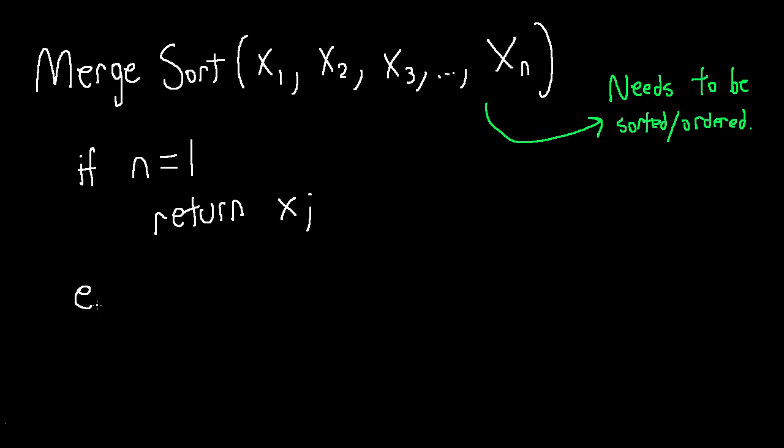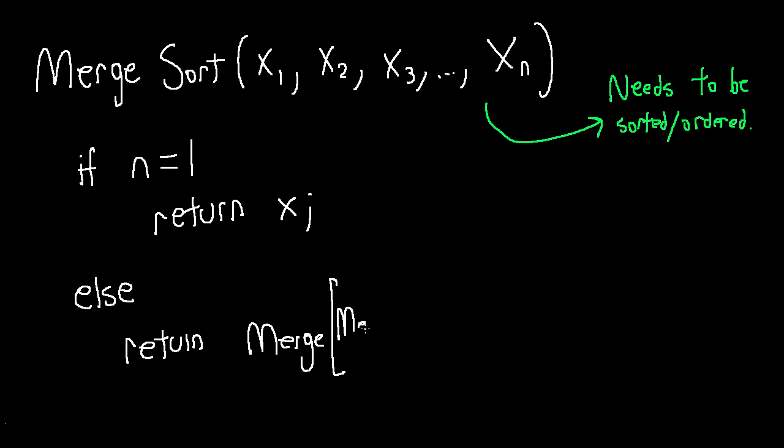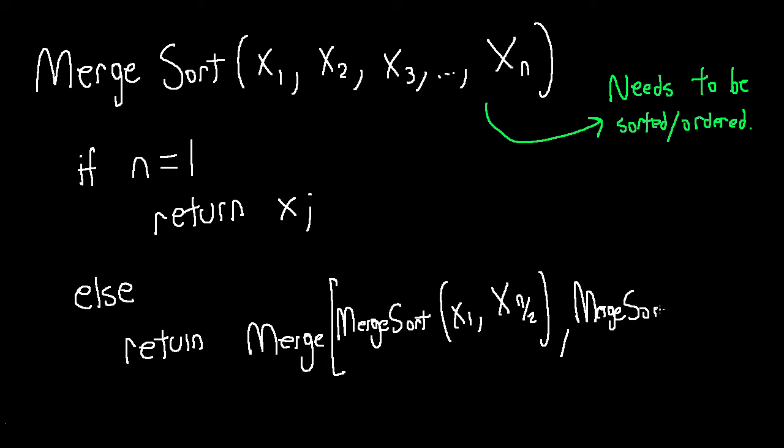Now, if we have not satisfied that condition, we will enter this next stage over here, the else, where we will be returning merge. And this will be merging 2 recursive calls to the MergeSort algorithm. So we'll have MergeSort, and this will be called on the first half, which is x1 all the way to x(n/2). And you'll also have MergeSort on x(n/2 + 1) all the way to xn, right over there. So that'll be the second half. And I'll go ahead and close off that bracket right over there.